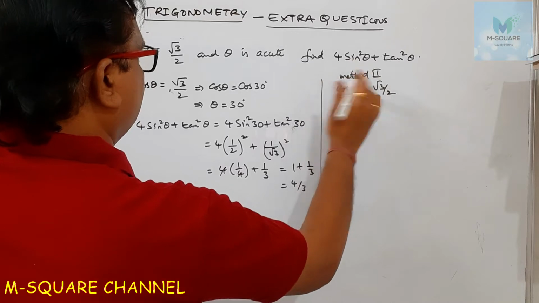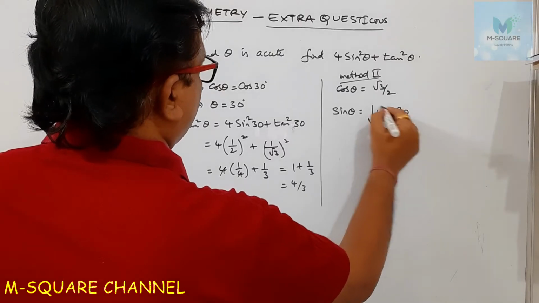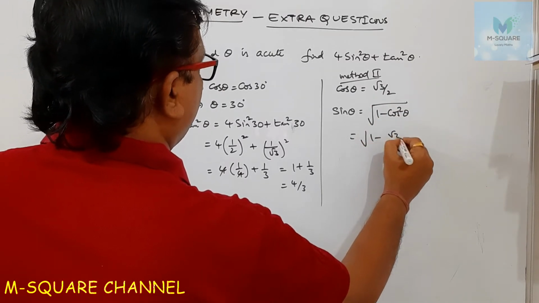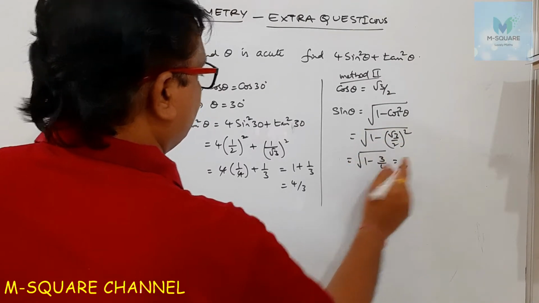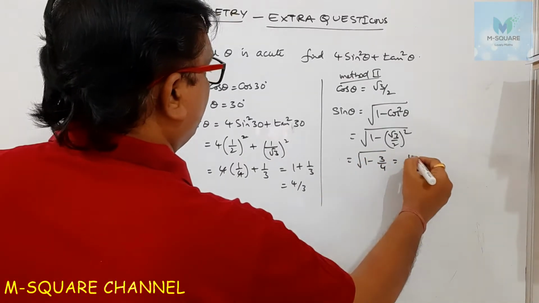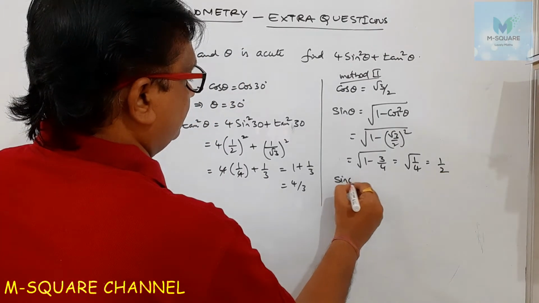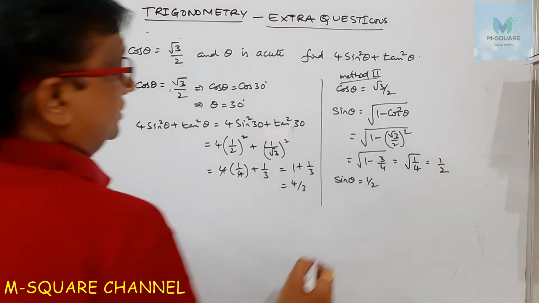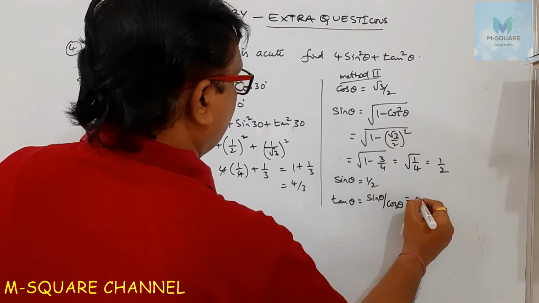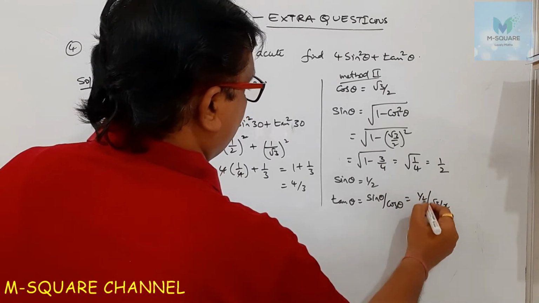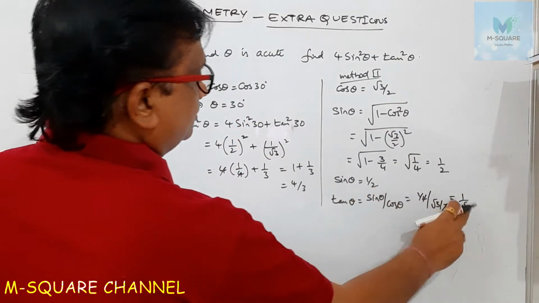Otherwise, method 2. So sin theta value is root of 1 minus cos square theta, 1 minus (root 3 by 2) whole square. So 1 minus 3 by 4. So 4 minus 3 means 1 by 4 will be there. So 1 by 2. So sin theta value is 1 by 2. What about tan theta? Tan theta equal to sin theta by cos theta. So (1 by 2) by (root 3 by 2). 2 cancel. So 1 by root 3. See, here also sin is 1 by 2 and tan is 1 by root 3.